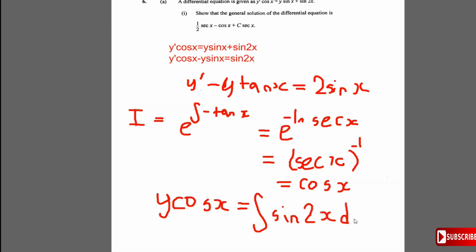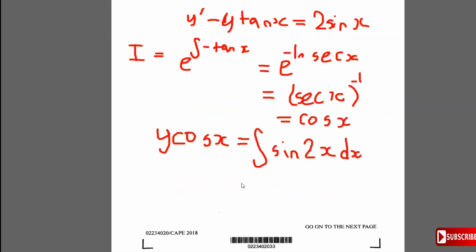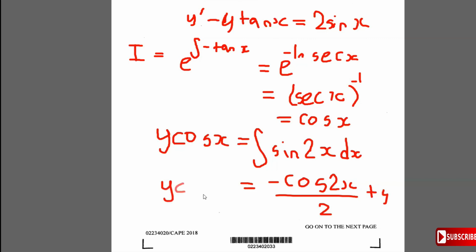Nice and easy. So when you integrate sine 2x, when you differentiate sine, you get cos. So when you integrate sine, you get minus cos 2x over 2 plus some constant c, and that is y cos x. All right, so now we have y cos x.